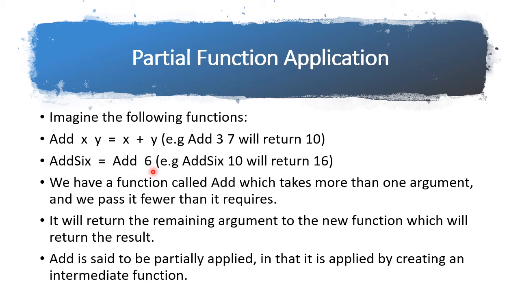So when we run add 6, the argument for add 6 will be passed into the add function as the other value. So add 6 applied to the value of 10 will return 16. Add is only partially applied here because there is an argument missing, but the input to add 6 gives us our additional argument.